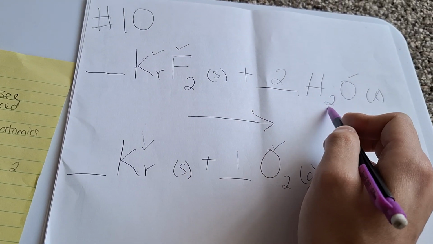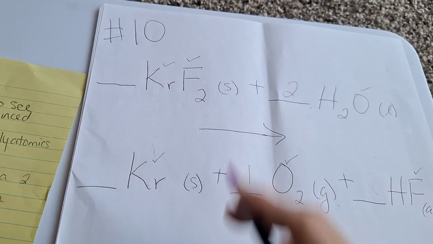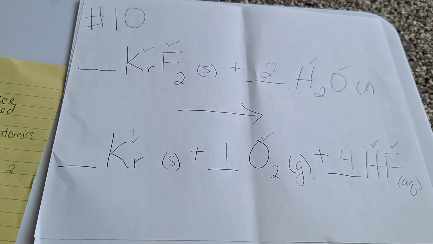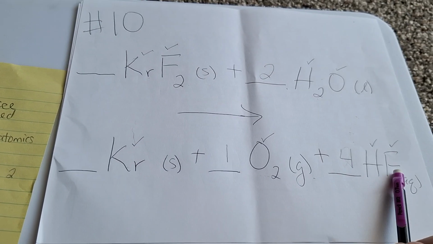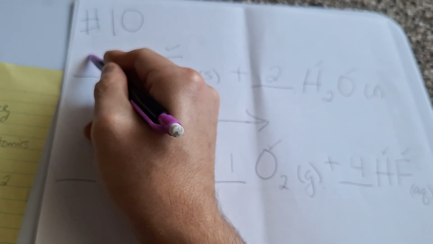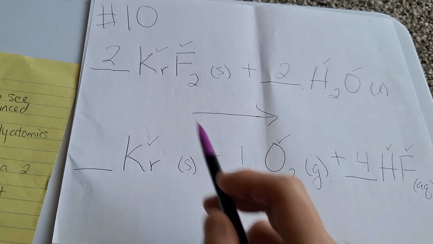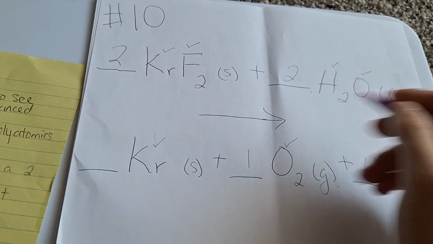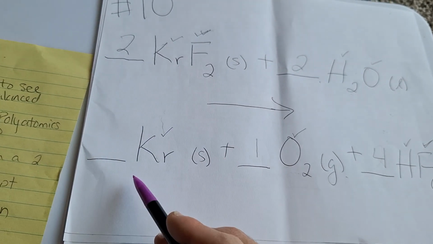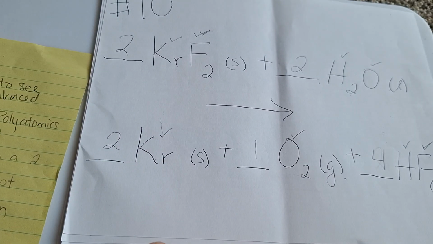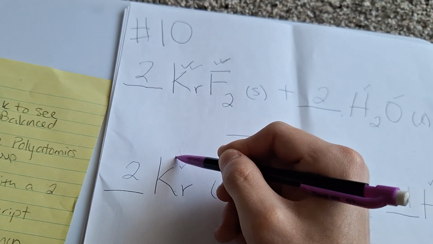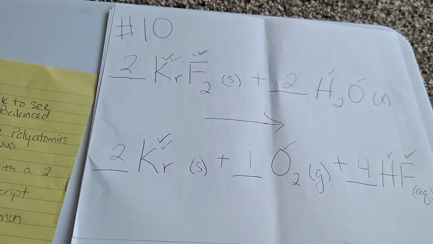But now we have 2 times 2 hydrogen, 4 hydrogen. So now the hydrogen's balanced out, right? But now we have 4 fluorine here and 2 here. So simply, that can be balanced with a 2. So now we have 4 fluorines. So now the fluorines check out. Now we have 2 here, 1 here. Balance it out with a 2. So 2, 2. So those balance out. Okay. So now our equation is now balanced.